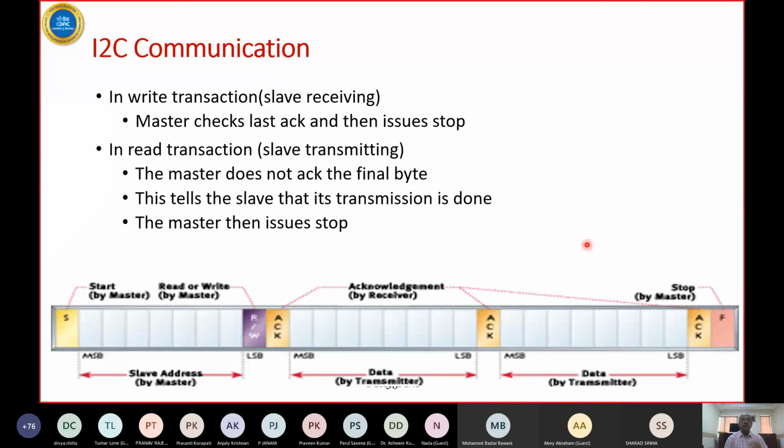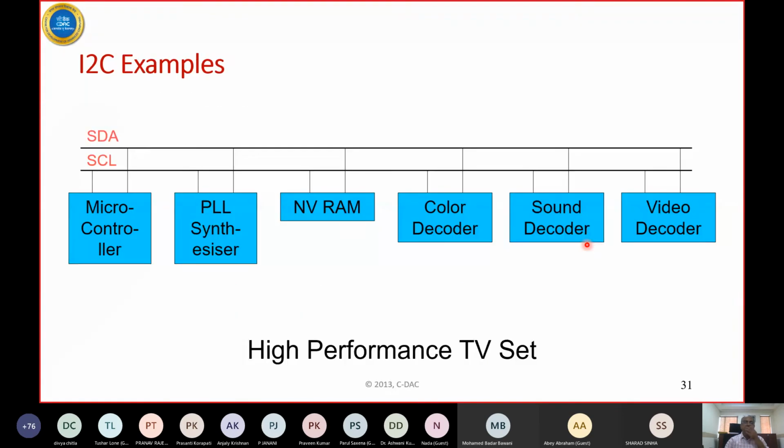So that is how you combine a set of bytes and make a frame of sending data to the slave or receiving data from the slave. That is how the communication takes place. This is a practical implementation.